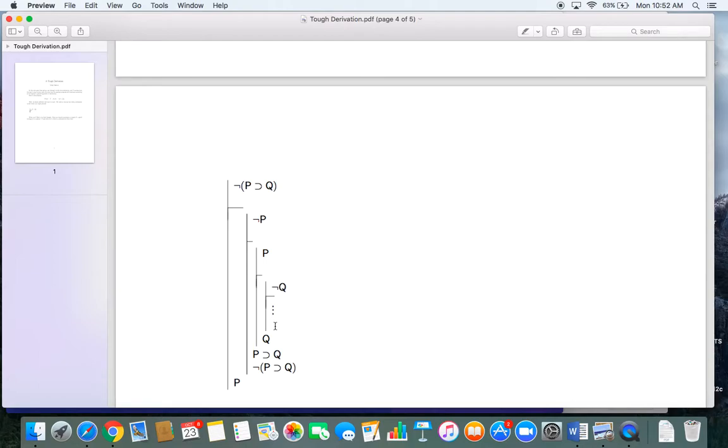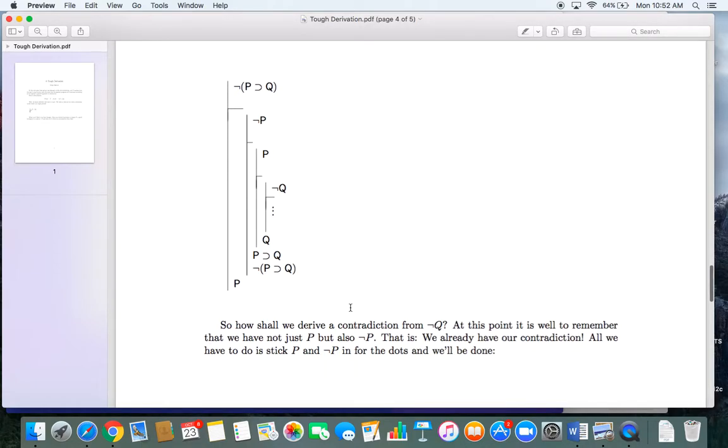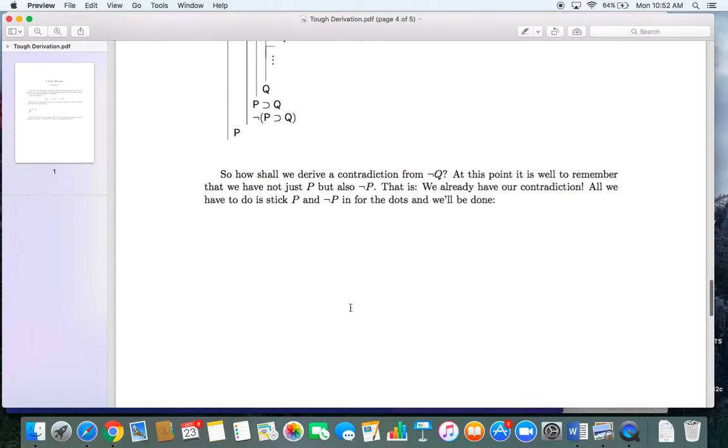Okay, well now there's one more task. How shall we get a contradiction from not Q? Again, pause the video, think about this before proceeding. The question is how to get a contradiction from the assumption that not Q. Well, in fact, this is pretty easy. We've already assumed both P and not P, right? And those, of course, are contradictory. So all we have to do now is to reiterate those assumptions, and we'll be done.